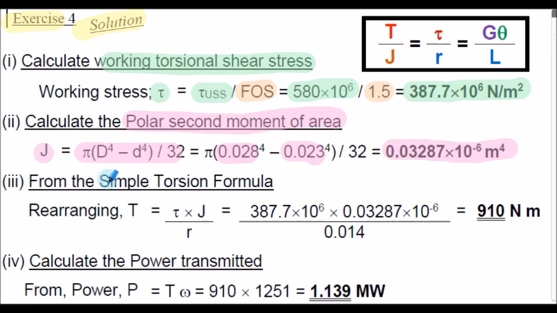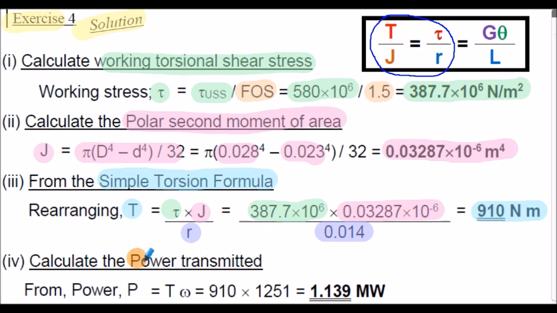Next, from the simple torsion formula, I found the applied torque T. So from the question, I'm using these two parts of the simple torsion formula and rearranging for capital T. That becomes the permissible shear stress multiplied by the polar second moment of area J divided by the outside radius. Inserting the values, the torque applied is 910 Newton meters.